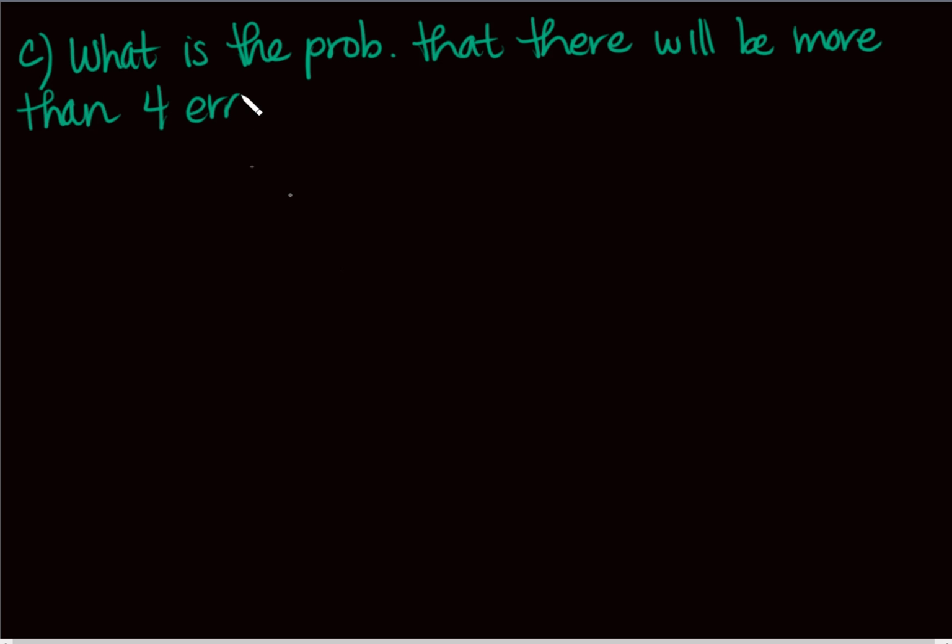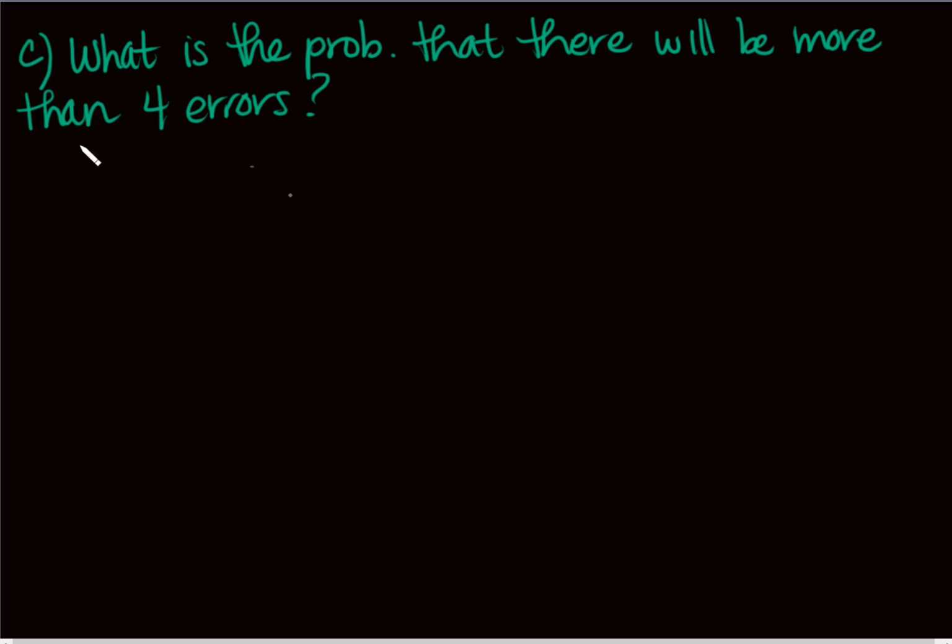Okay, so more than 4 errors. All right, so the probability that I have more than 4 errors, this is going to take a little bit of work because remember, I can't just add up 4, 5, 6, 7, 8, 9, 10. When do I stop? We don't know. We don't know the maximum number of errors that we can possibly have on that one page, right?